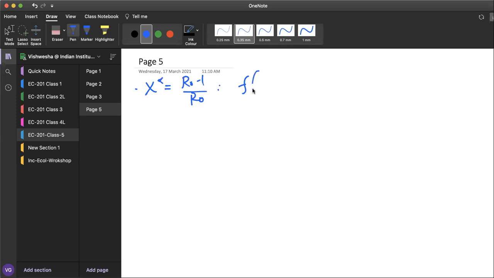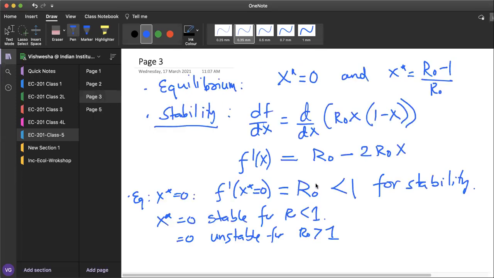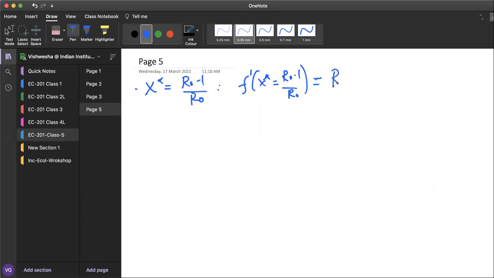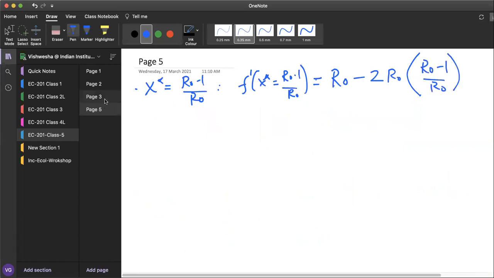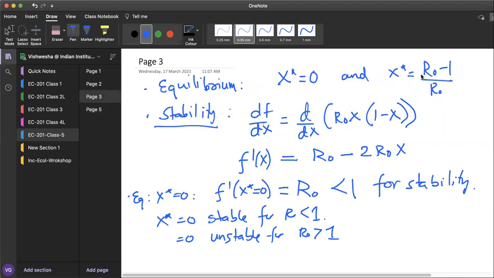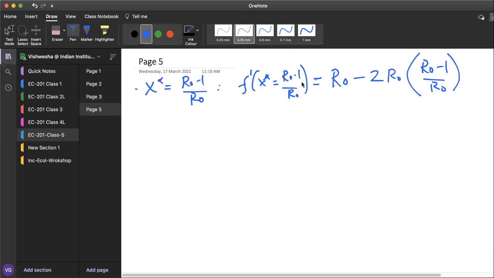Now let's calculate f prime. So the first term was, let's now remember what were the terms, R0 minus 2R0 times x. So it will be R0 minus 2R0 times R0 minus 1 by R0. So what I have basically done is, in this equation, I have replaced x by R0 minus 1 by R0, the value of the equilibrium.